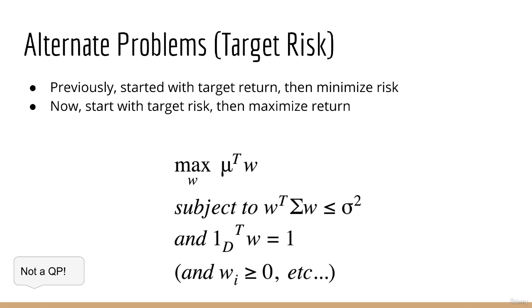In this case, we want to maximize mu transpose W with respect to W. This corresponds to the portfolio return. This is subject to the constraint that the portfolio variance is less than or equal to the target variance. As usual, we have our constraint that the weights must sum to 1 and other optional constraints on the weights. Note that this is not a quadratic program because we have a quadratic constraint. A quadratic program has quadratic objective and linear constraints. However, this problem is convex. If you want to learn more about these kinds of problems, I would recommend learning about convex optimization.